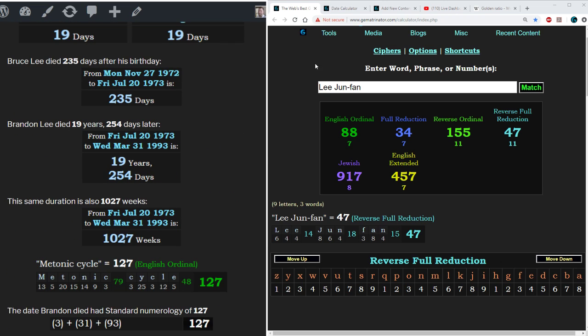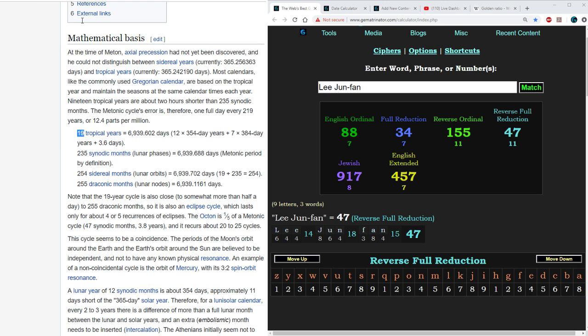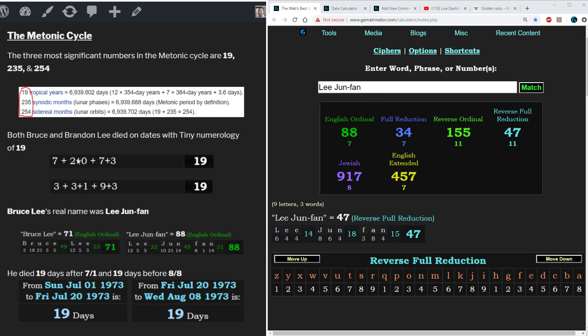Now, if you measure from the date Bruce Lee died back to his birthday, you find he died 235 days after his birthday. His son Brandon Lee then died 19 years and 254 days later. So these three numbers right there are the three main numbers that make up the metonic cycle. Also consider that both men died on dates with tiny numerology of 19. 7 plus 2 plus 0 plus 7 plus 3 for Bruce Lee. His son Brandon, 3 plus 3 plus 1 plus 9 plus 3, also summing to 19.